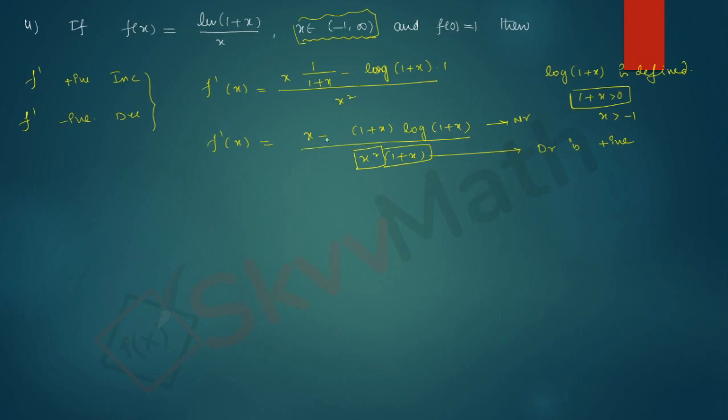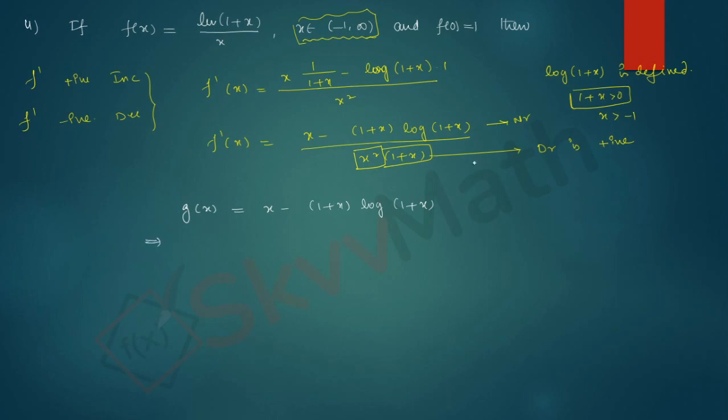To decide this, x minus (1 plus x) log of 1 plus x, a new function formed in the numerator, whether it is positive or negative, we have to decide now. So for that purpose, we define one more function g of x, which is sitting in the numerator. g of x is equal to x minus (1 plus x) log of 1 plus x. To find the behavior of this function, once again we use calculus. So first we differentiate this.